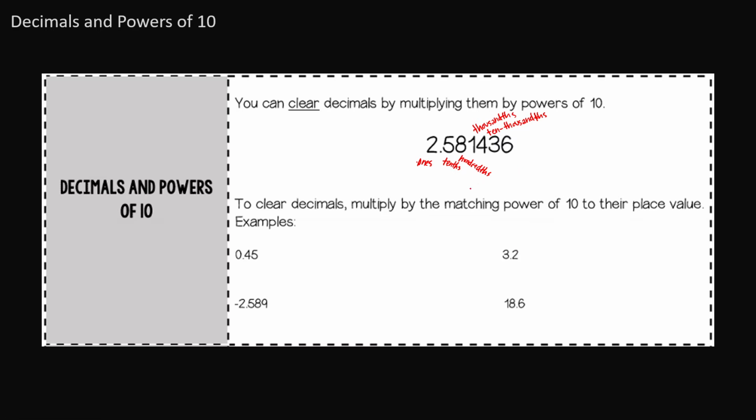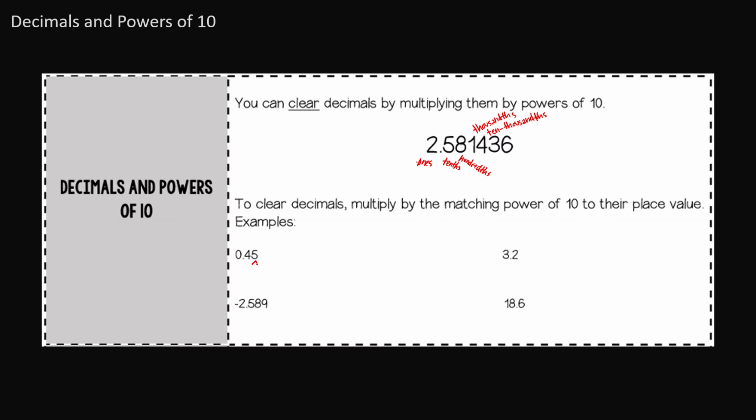So in order to clear decimals, we need to know the place value of the decimal, how far out it passes the decimal point, and then we can multiply it by a power of 10, like tens, hundreds, thousands, 10,000s, to clear the decimal by moving the decimal point over to the right. So let's just try clearing these decimals that we see here.